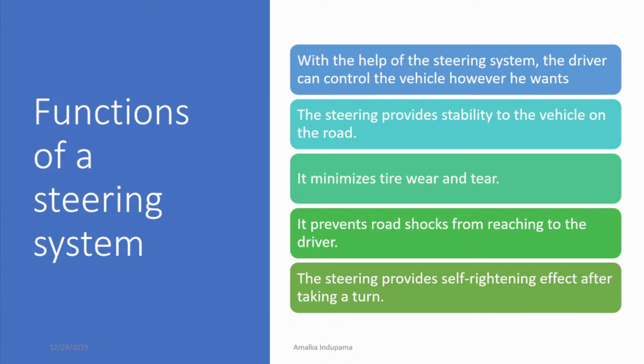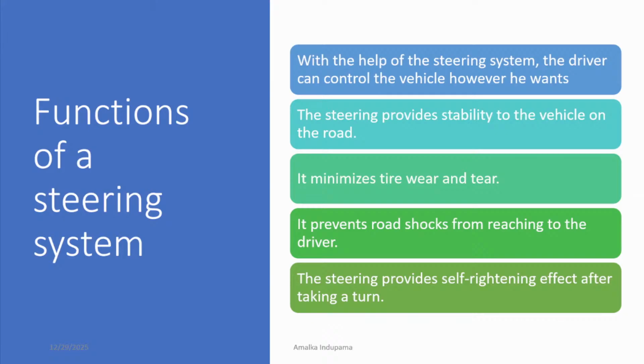Otherwise, it will increase the tire wear. Later I will show you the different turning circles and different turning angles in the automobile steering system. Then you will understand how the steering system reduces tire wear especially. Then the fourth point: it prevents road shock from reaching the driver, with the support of the suspension system.